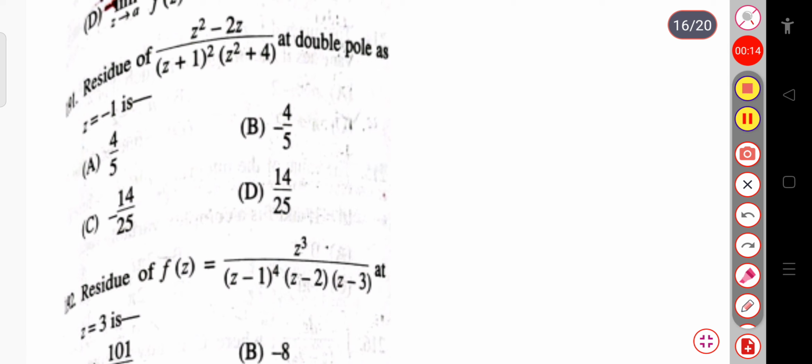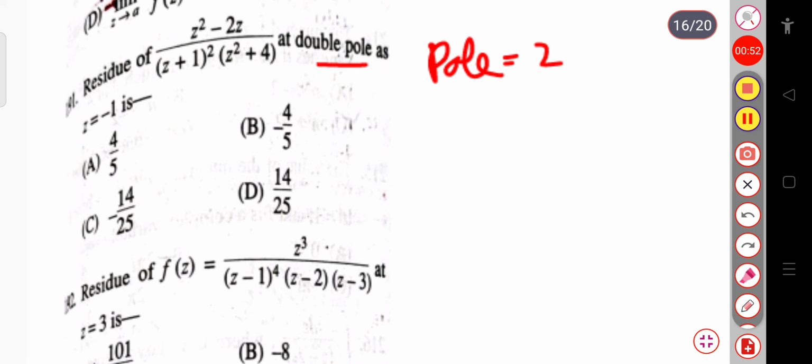So now we will see the question. The first question is the residue of (z square minus 2z) divided by (z plus 1) whole square into (z square plus 4) at the double pole, that is at z equal to minus 1. So here we will calculate for the double pole, meaning the power of the term z plus 1 whole square. In the question you have to calculate when the pole is of order 2, that is this power, then for that you have to calculate the residue of the function.